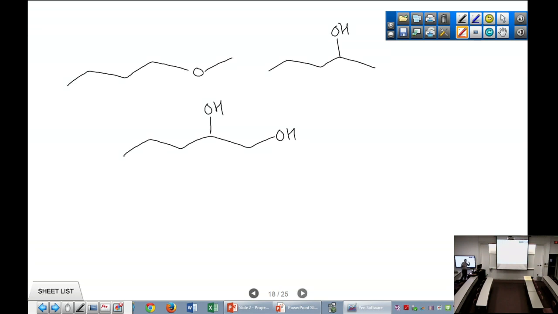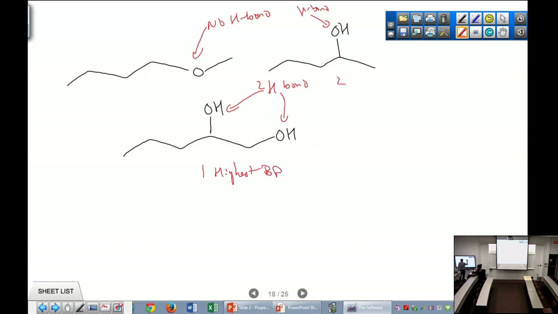More hydrogen bonds, higher boiling point. No H bond. So you're just thinking, if I have a solution of this, is there any hydrogen bond? No. I've got one H bond donor here, one H bond possible, two H bonds here and here. So based on that, I would say highest boiling point, then second, and then this would be the lowest boiling point because it has no hydrogen bonds.